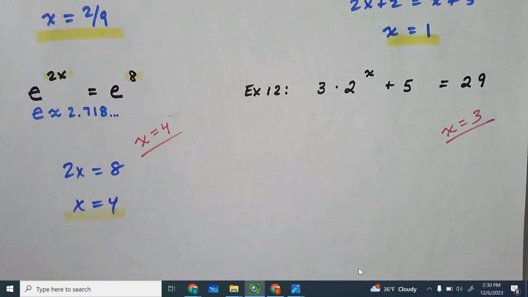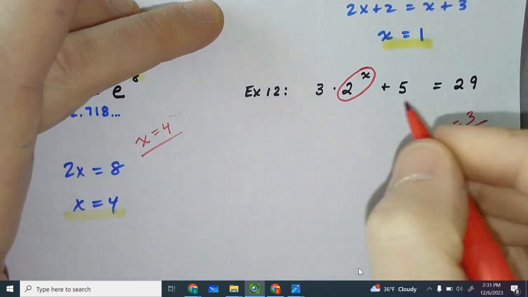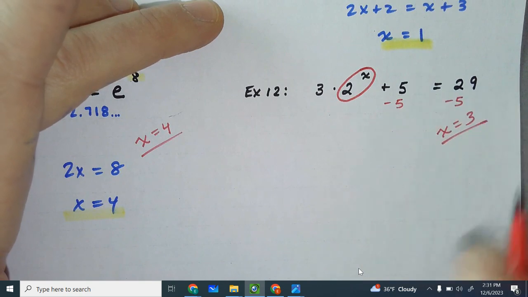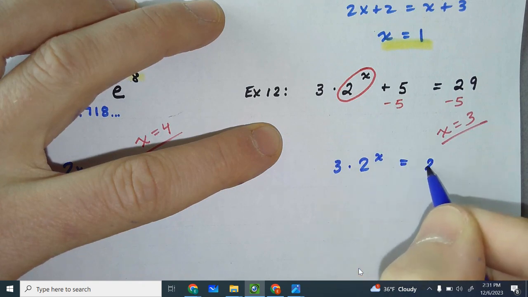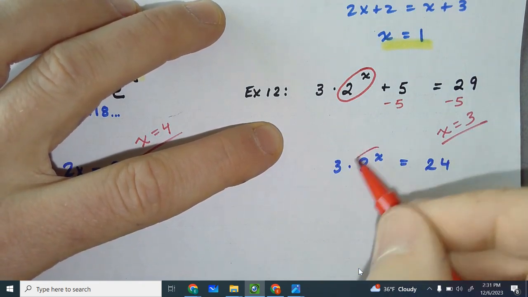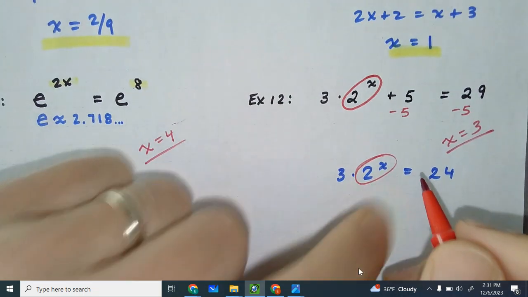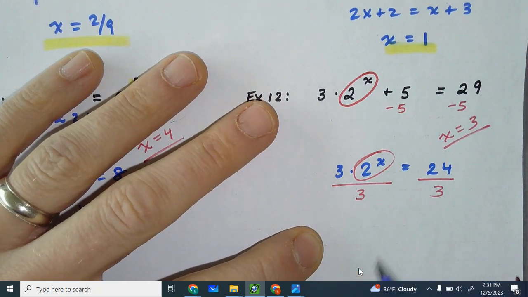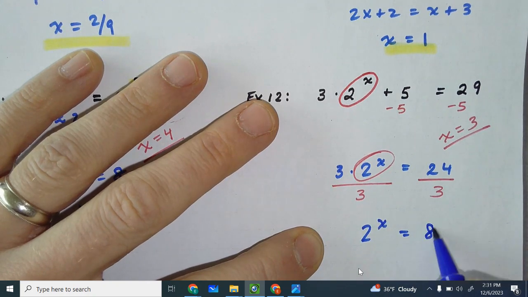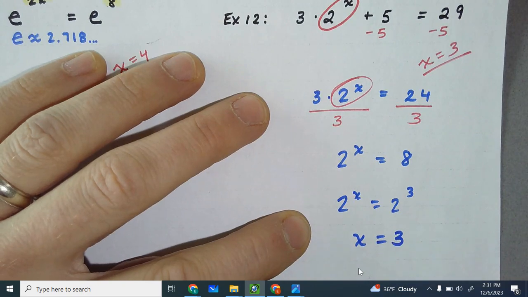And the last one, just a little bit different on this one. You got to get the 2 to the x by itself first. So that means subtract 5, subtract 5. 3 times 2 to the x is equal to 24. Still got to get the 2 to the x by itself. What is the 3 doing? It's multiplying the 2 to the x. So we're going to divide. We're going to do the inverse operation. That gives us 2 to the x is 8. 2 to the x is 2 to the third. x is 3. And we're done.